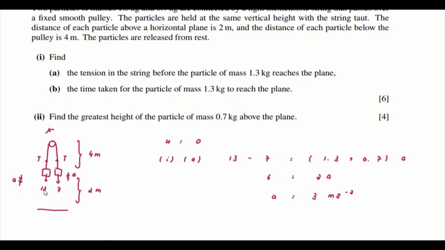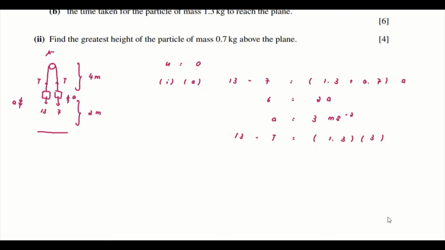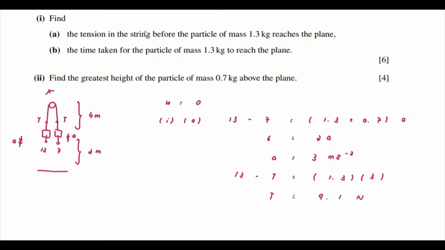After I got this, it depends on you. You can choose either one that you like. If you use 13, for an easier case, 13 minus the tension will be equal to the mass, I'm sorry, it's 1.3, not 0.13, multiplied by the acceleration 3. From here I get 13 minus 3.9, which gives me 9.1 Newton. So by using this, I solve for number 1, which is the tension. Normally, whether you treat them as separate particles or in a combined system, you will find the acceleration first in most cases.